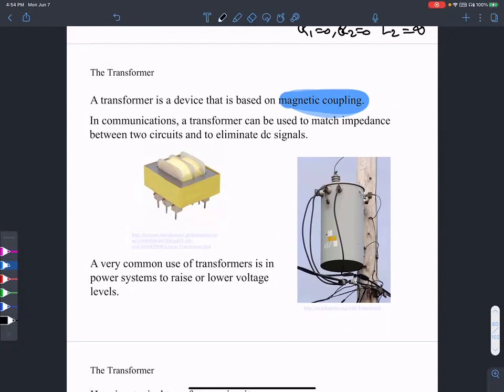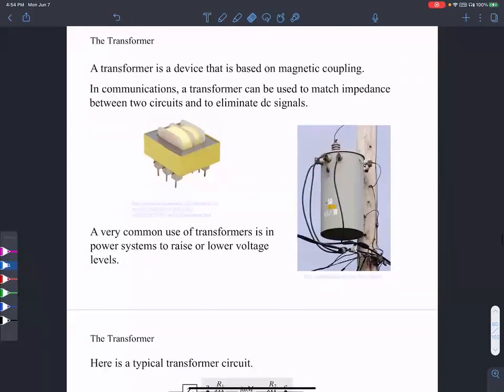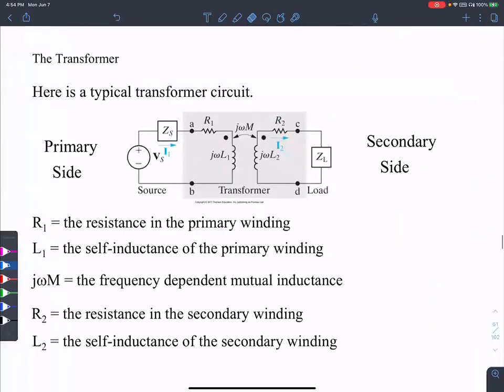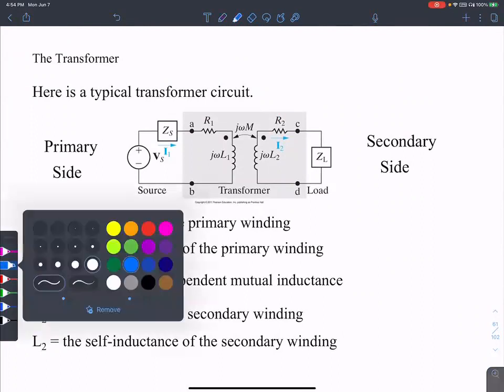In communications, transformers can be used to match impedance between two circuits and to eliminate DC signals. You have seen many of such transformers. They're used for stepping up, stepping down, converting voltages from different levels to different levels, and so forth. Okay, it's very common. Here is the typical transformer. Like I mentioned, let me demystify this a little bit.